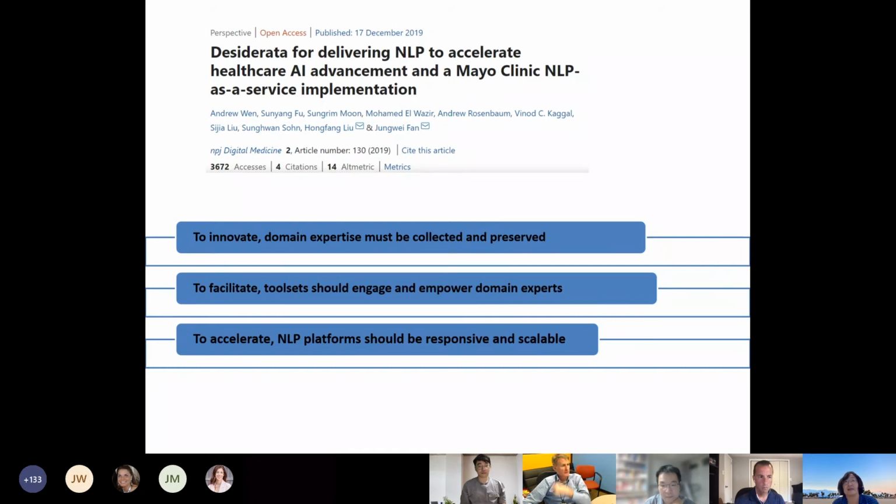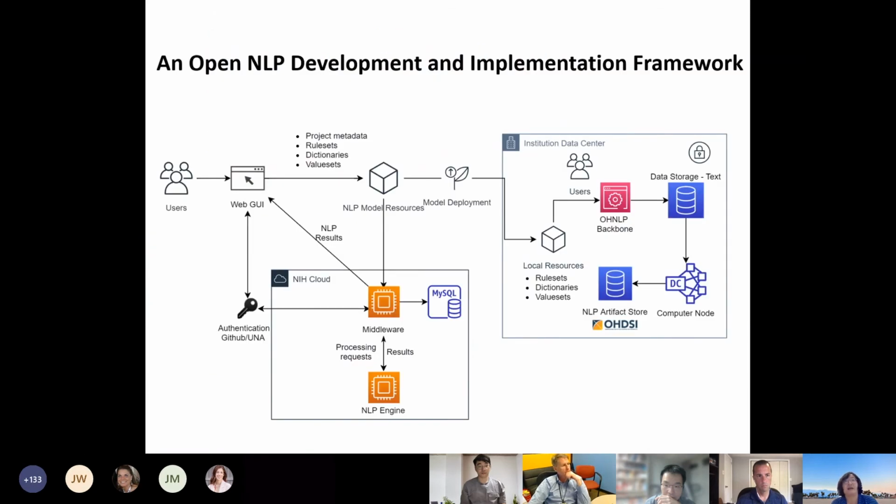We implemented this at the Mayo Clinic, and basically we emphasize that domain expertise is so crucial. You must connect and preserve, and the tool sets need to engage and empower domain experts rather than saying we're going to take over your curation effort. And the platform needed to be responsive and scalable. So given that, this is our OHDSI development implementation framework.